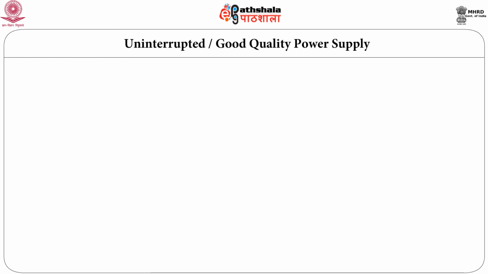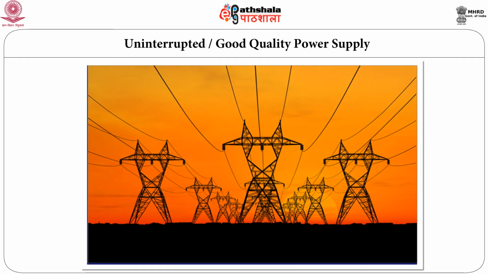The next thing would be uninterrupted or good quality power supply. Now, while inspecting the site, you should observe whether electrical lines have been laid out for the residential power supply and whether the poles are there on the road in front of your plot.